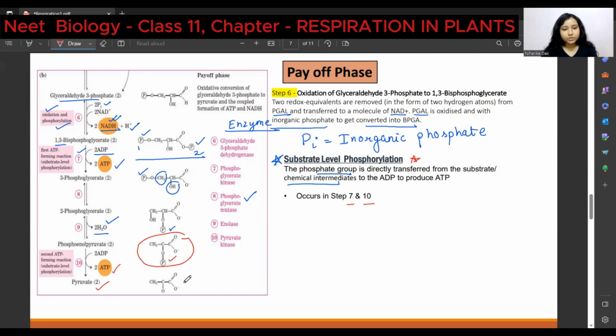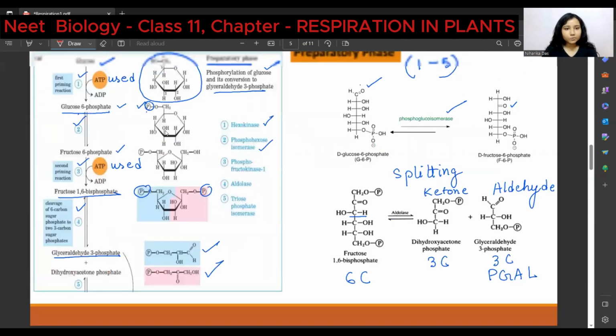As the phosphate is removed, we can see that it is forming a carbonyl. So it is forming an acid. Pyruvate is also called pyruvic acid as well. So that is how the pyruvic acid is forming. I hope it is clear to all of you. So let us now summarize what we have discussed.